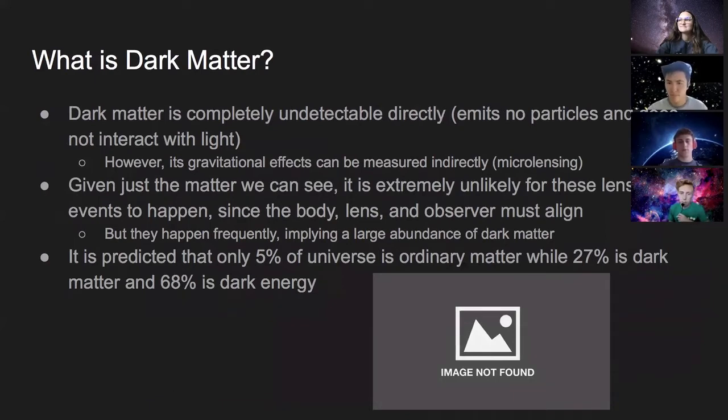And dark matter is completely undetectable to us, does not interact with light, and does not emit any particles. But due to predictions like microlensing, we estimate that it makes up 25% of the universe, while normal matter is only 5%.